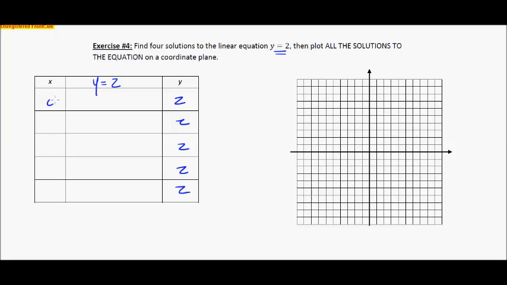So I'm just going to do the same thing. 0, 1, 2, 3, and 4. Alright, and there's my points. So 0, 2 would be right here. 1, 2 is here. 2, 2, and 3, 2, and 4, 2. Alright, and again, it's going to be a horizontal line.